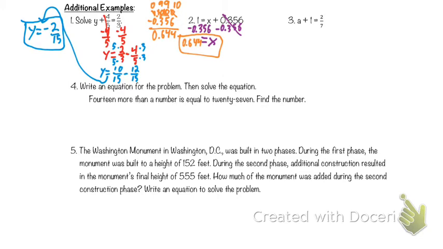Any questions on that one? And we can check our work on these too. Once again, I'm not going to make you guys check your work. I just want to let you know it is an option. All right. Number 3. A plus 1 is equal to 2 over 7. I want you to try this one on your own. When you have it or have questions, raise your hand.